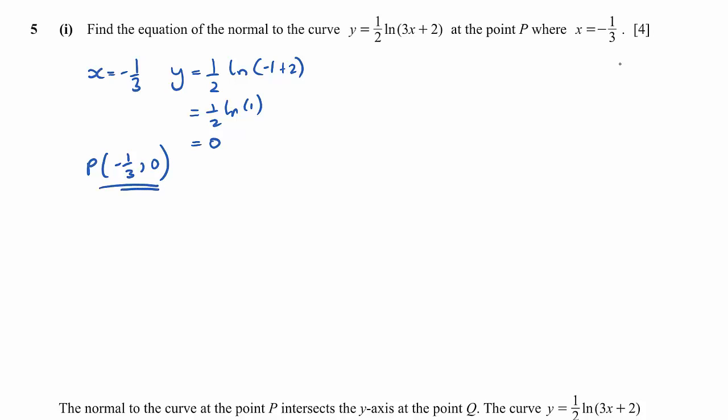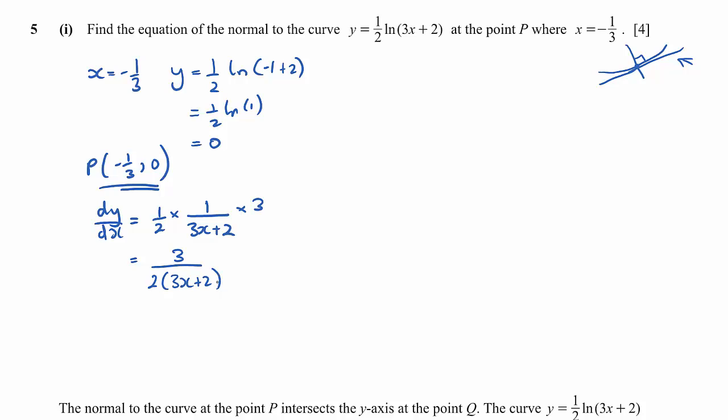Now we want the normal. If we've got a curve, and this is the tangent, the normal is at 90 degrees to that. So we can find the gradient of the tangent in the first instance by finding the gradient function. So we want to differentiate. dy/dx is going to be a half, and then ln always differentiates to 1 over the function that's inside, and then we have to use the chain rule. So we multiply by the differential of the inside function, which gives us 3. So what we have is 3 over 2(3x plus 2).